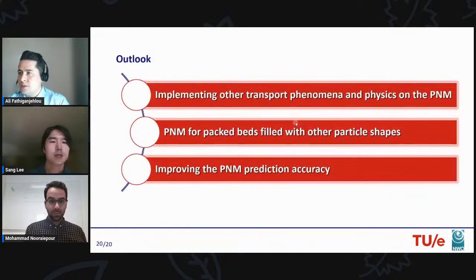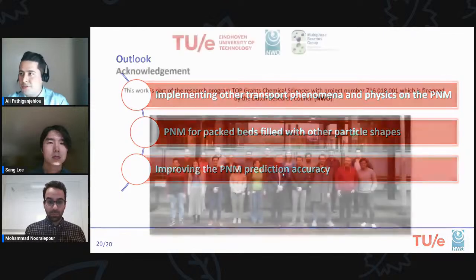So for the outlook, we can implement other transport phenomena, especially heat transfer, on our pore network model to make our multi-scale model able to capture hotspot formation, which is quite important. And we can assume other particle shapes, such as spherical, spherocylindrical, cubical, etc. And we can also improve the PNM prediction accuracy. This also could be a nice outlook for future research.